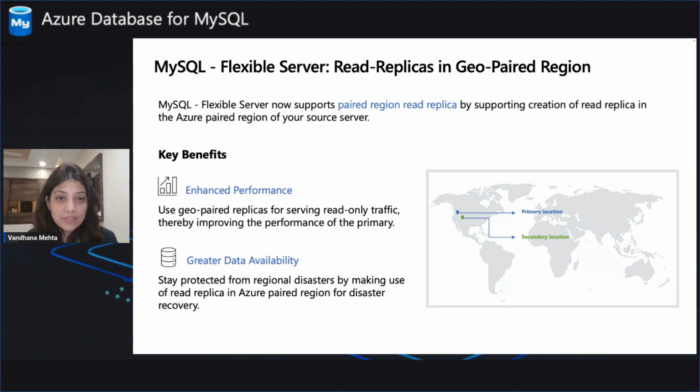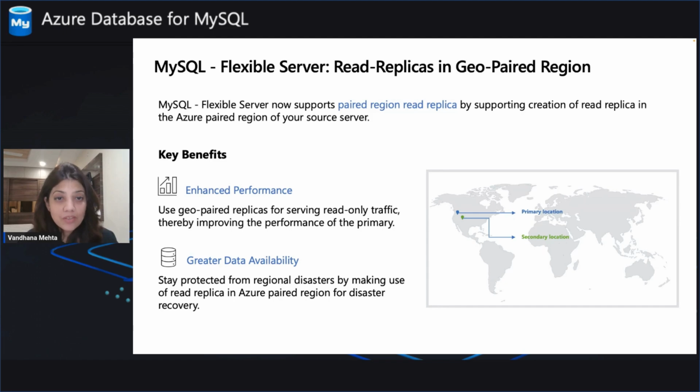The first benefit is enhanced performance. One of the most common scenarios is to direct the read workloads to replica, while the primary server serves only the write workloads. This helps in optimizing the primary server for better performance.